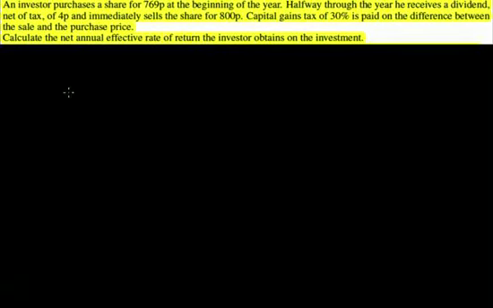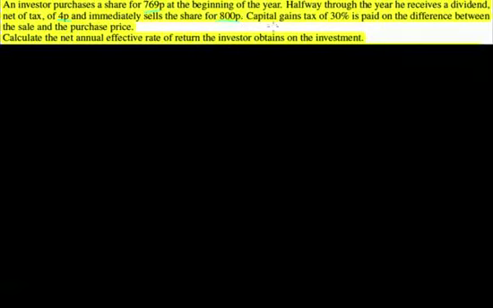So let's have a look at another relatively quick question. It says here an investor purchases a share for 769 pence at the beginning of the year. Halfway through the year, he receives a dividend net of tax of 4 pence and immediately sells the share for 800 pence. Okay, so he's only had it for half a year.